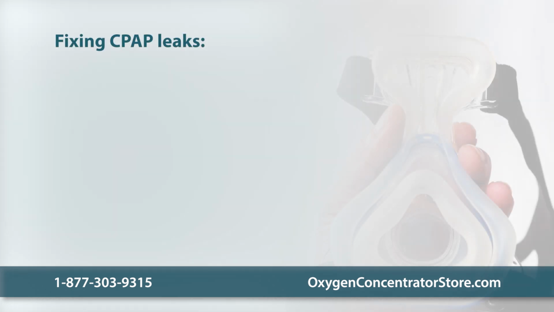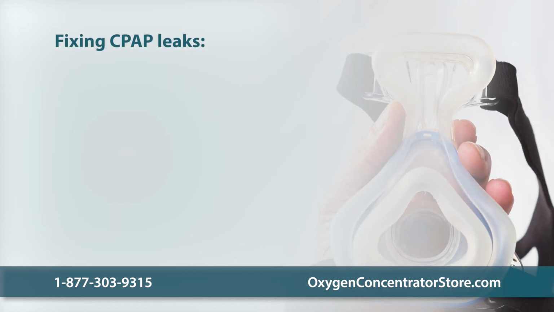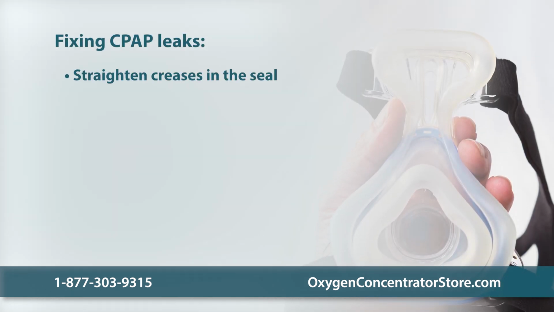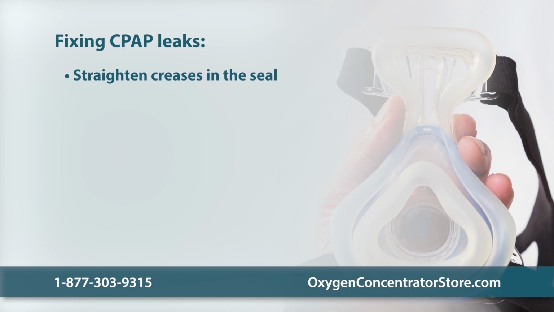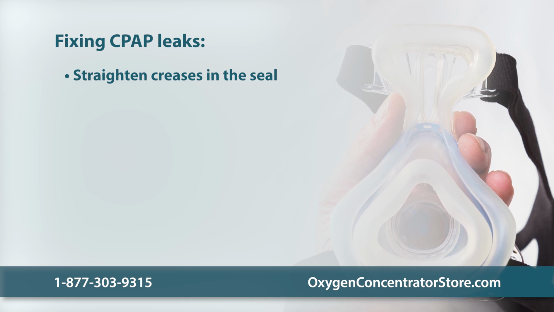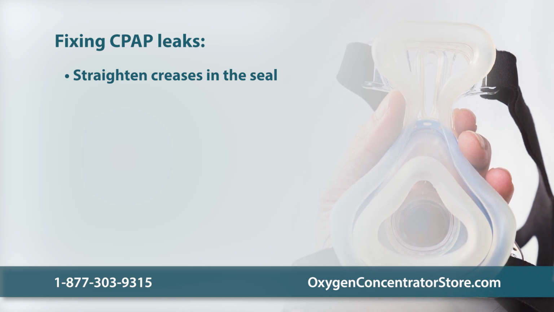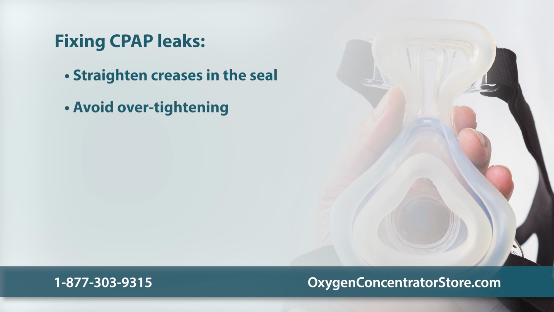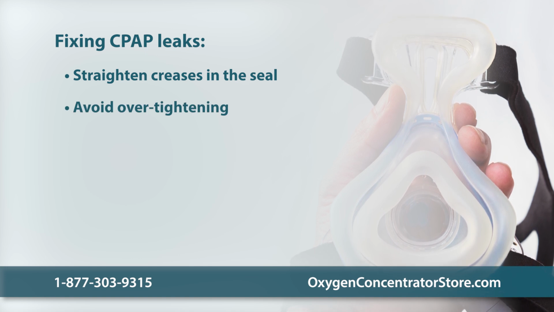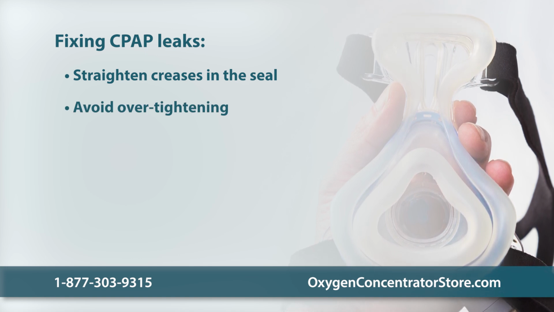If you have a seal leak, it might be because of a crease in the seal. Turn off the machine, pull the mask away from your face to smooth out any creases in the cushion, and gently rest it back against your face. Over-tightened masks can also cause air leaks. Wear it loose and tighten just enough to hold it in place.